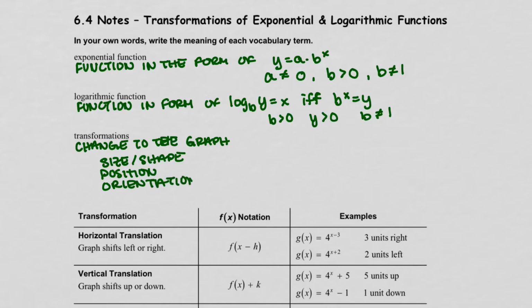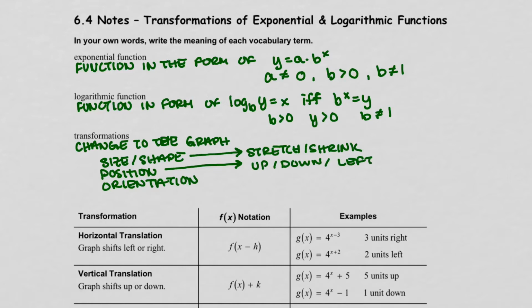So if you need just a quick refresher on, well, how do I change the size and shape? Well, that would just be a stretch or a shrink. Or, what does it mean to change position? Well, to change position just means that we've moved it up or down or left or right on that coordinate plane. And then to change its orientation means that we've reflected it.